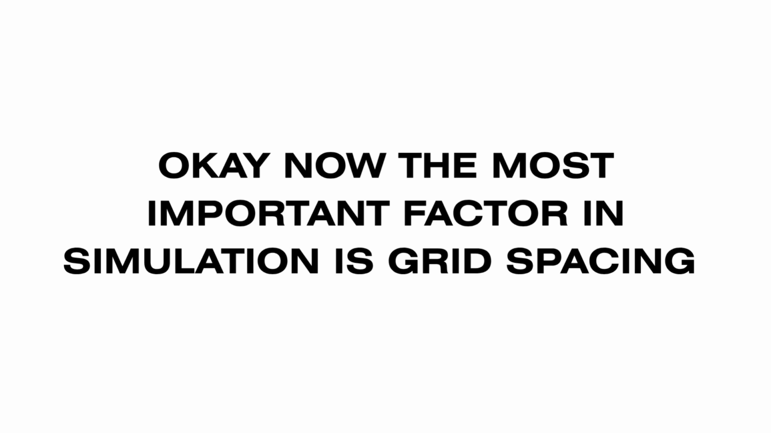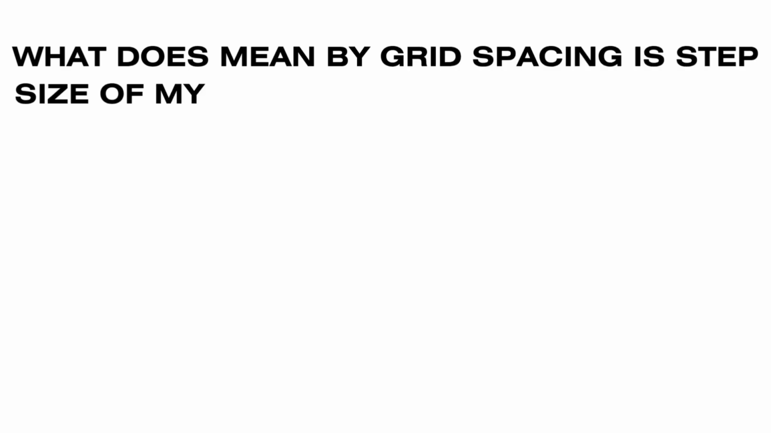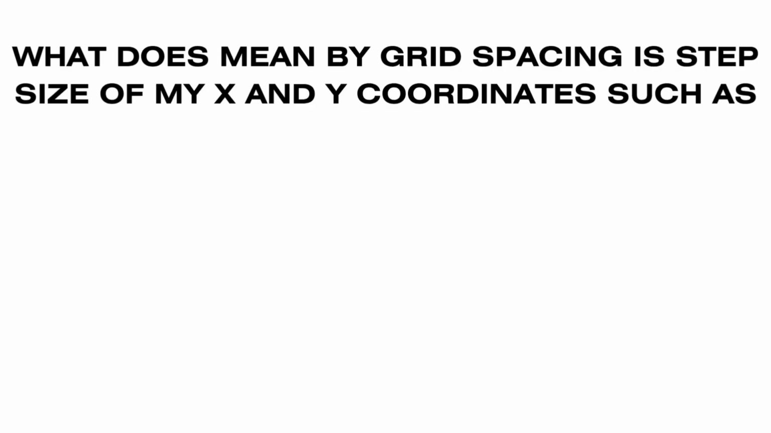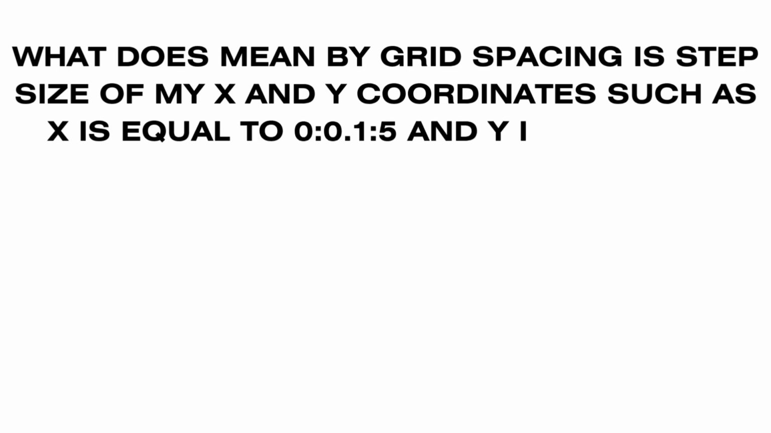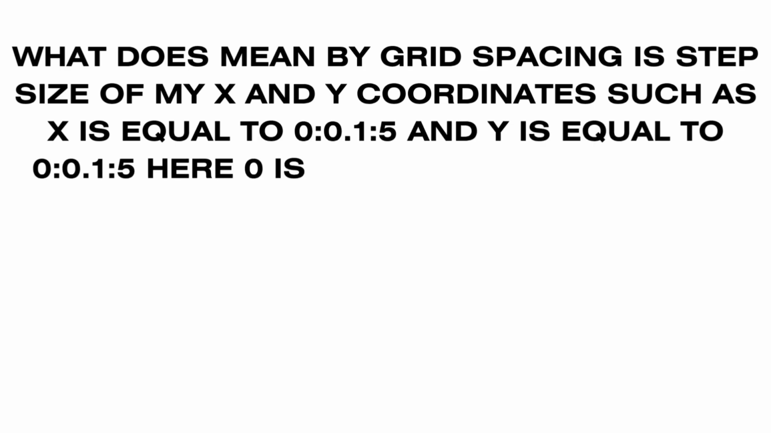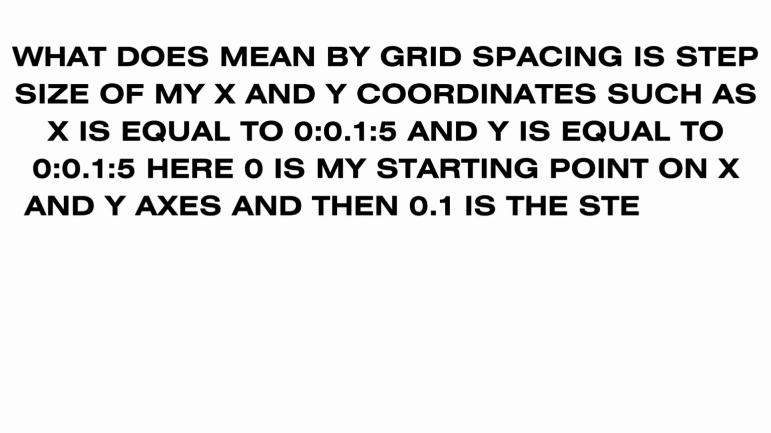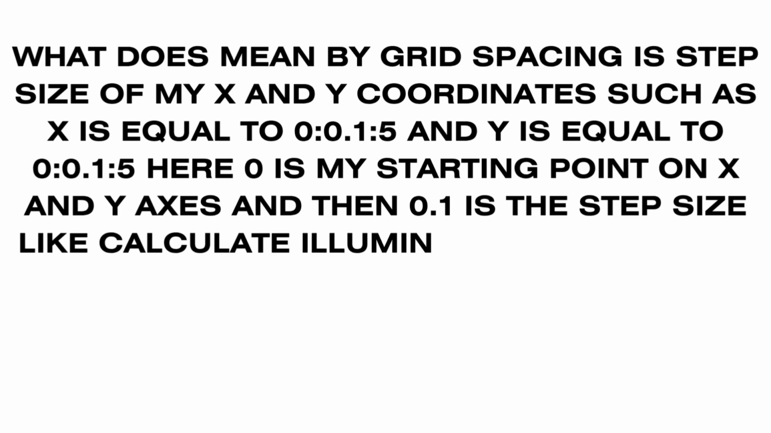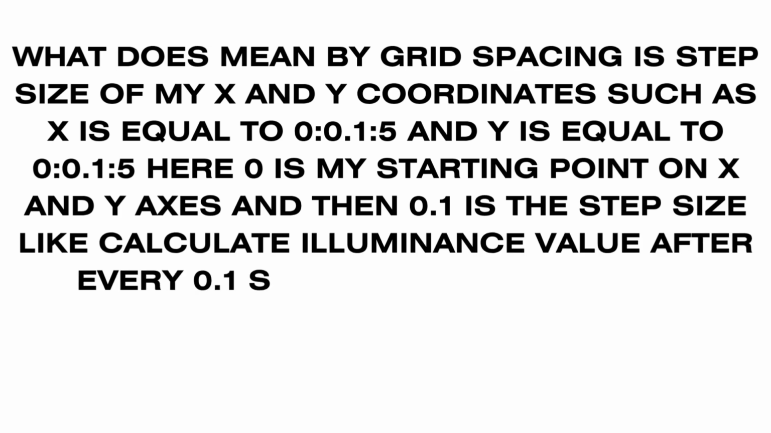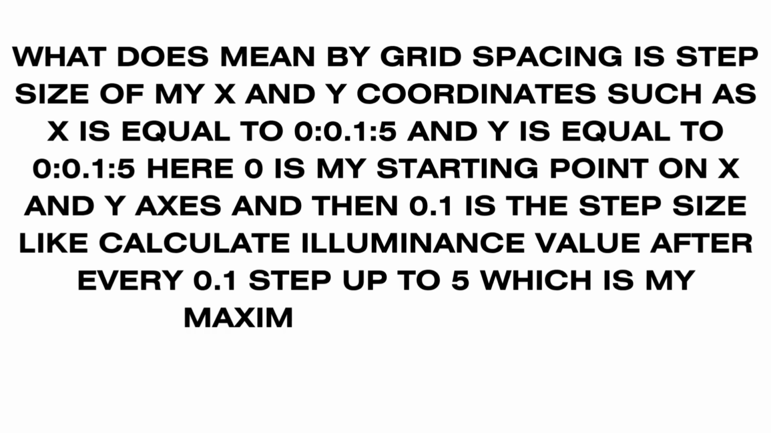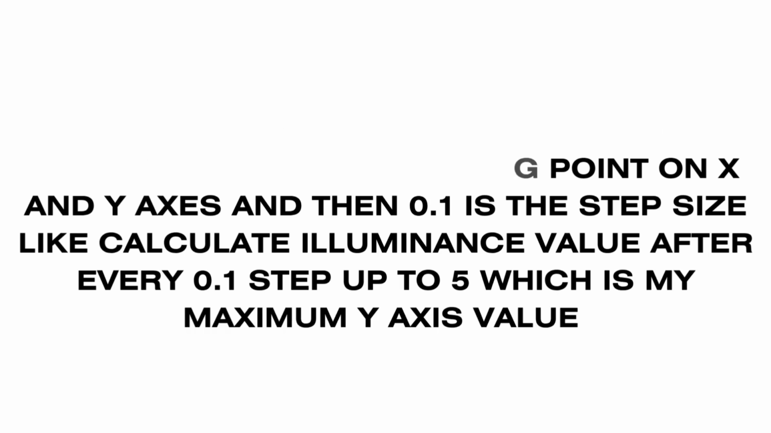Okay, now the most important factor in simulation is grid spacing. What we mean by grid spacing is the step size of my x and y coordinates, such as x is equal to 0:0.1:5 and y is equal to 0:0.1:5. Here 0 is my starting point on the x and y axis, and then 0.1 is the step size. Like, calculate the illuminance value after every 0.1 step up to 5, which is my maximum y-axis value.